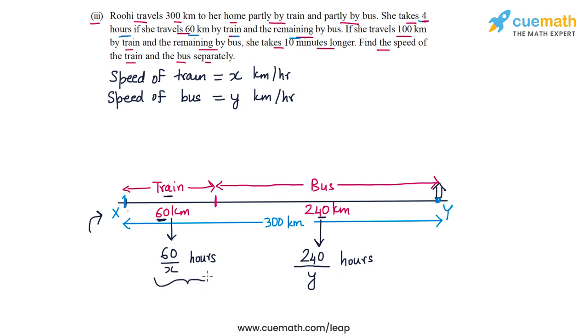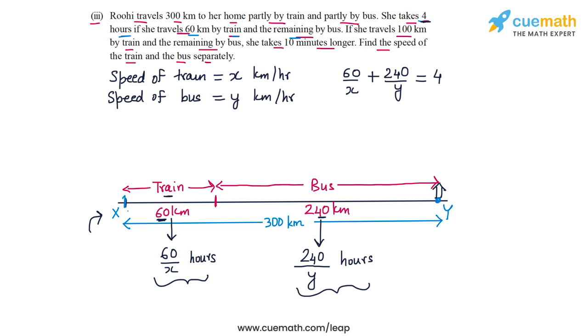And the sum of these two times should be equal to 4 hours because her total journey takes 4 hours when done in this way. So this gives us our first equation in x and y. Let me write it here. 60 by x plus 240 by y should be equal to 4. 60 by x is the time taken by the train and 240 by y is the time taken by the bus, and the total time is 4. So this gives us our first equation in x and y.